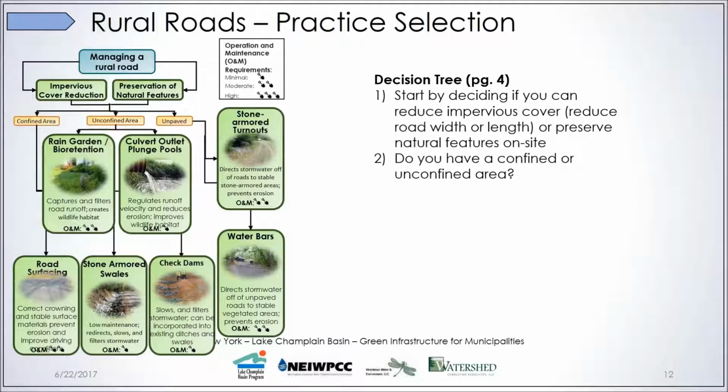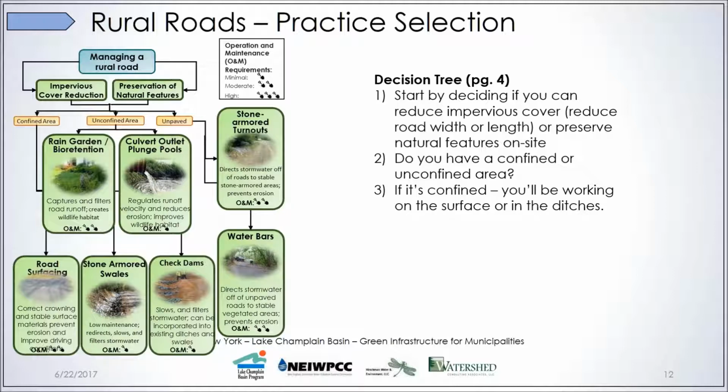If you're confined, you may be working only in the road right-of-way. So then you're looking at road surfacing, stone armored swales, check dams, maybe just water bars. If you're somewhat unconfined, you can go outside of the road right-of-way. You can start working in maybe private property or just a little bit outside of the road right-of-way. Then you can start talking about doing some sort of bioretention or infiltration practice, sedimentation basin. You can do things like culvert outlet plunge pools or stone armored turnouts. So that's something that you can start to look at to see, all right, what are my choices there?